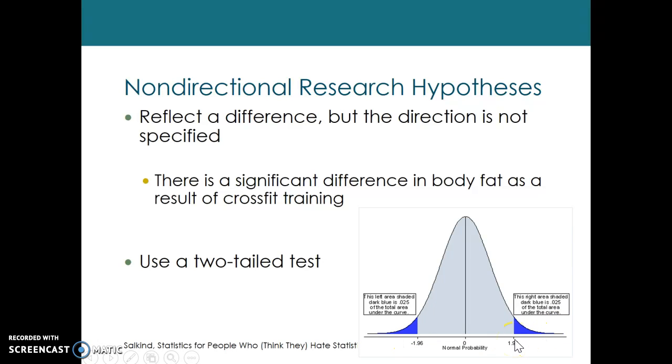Okay, so two-tailed just implies that if there's going to be a difference, it doesn't matter whether it can be a decrease in body fat or it could be an increase in body fat. Now, hopefully, we're going to find with CrossFit training there's a decrease in body fat, but we didn't state that. We're just saying that there's going to be a difference, and you use a two-tailed test. In SPSS, it defaults to a two-tailed test.